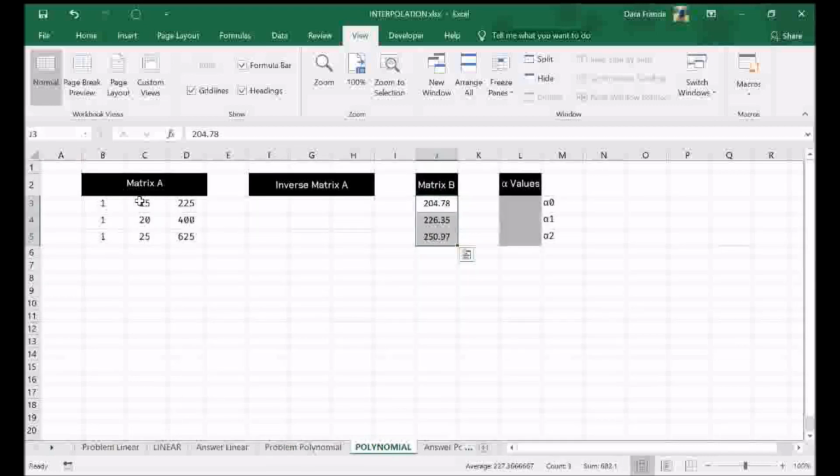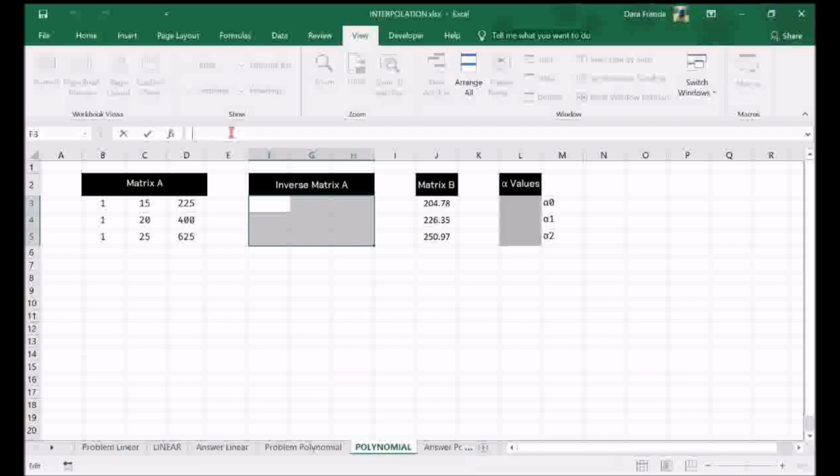As you can see here, I already copied our matrix. This is our matrix A, which is 3 by 3, and our matrix B, which has 3 columns. Again, we will do the same. We will highlight the same amount of cells that we have on matrix A to inverse it. So, we have 9 cells. We are highlighting 9 cells because this is a 3 by 3 matrix.